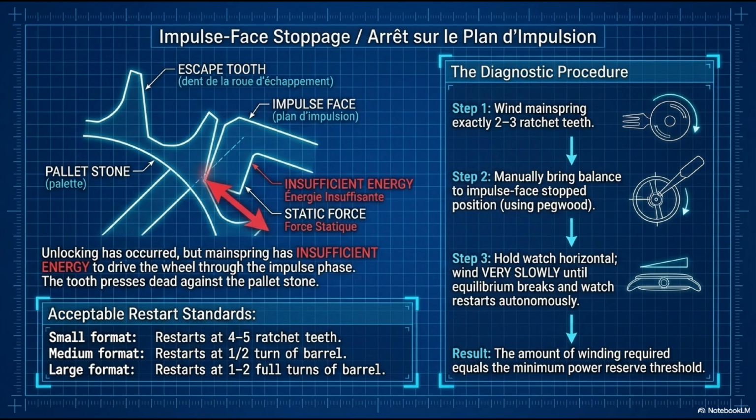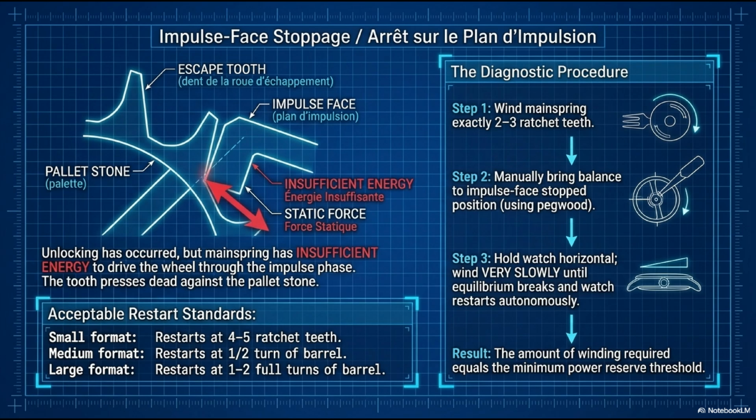Step 2. Manually bring the balance to the impulse face stopped position using a pegwood stick to gently position it. Step 3. Hold the watch perfectly horizontal and wind very slowly, 1 ratchet click at a time, until the accumulated torque breaks the equilibrium and the watch restarts autonomously, without any physical assistance. Count the ratchet teeth wound from stopped position to self-start.